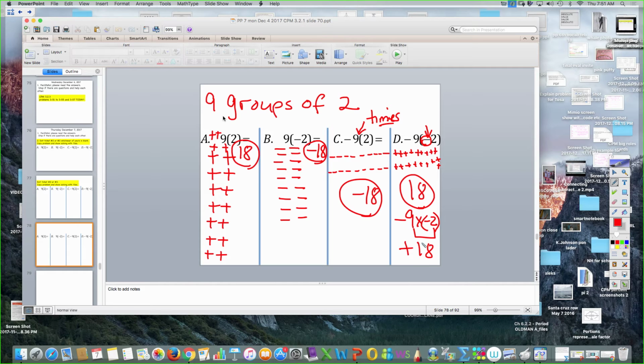So two ways of solving the problem. We can either do tiles, or we could do this in your head. Let's see if that's going to work for all of these. So this one would be negative 9 times 2. First I'm going to multiply the digits. I got 18. I have to take the opposite. There's only one negative, so I have a negative. Here I have 9 times negative 2. Again, multiply the digits. That's 18. And I have one opposite, so my answer is going to be negative 18.